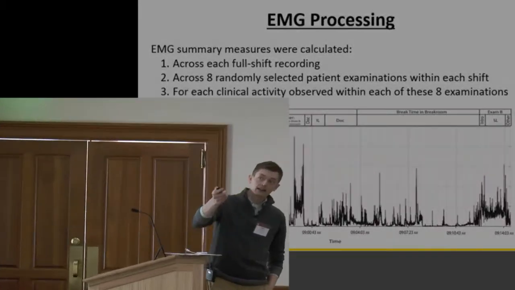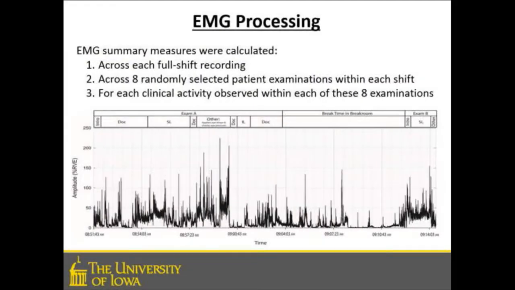We also looked at across 8 randomly selected patient exams. So for some participants, we had as little as 8 exams completed in one day. For some, we had as many as 30 or 35, 40. So what we did is we took that minimum number that we had for all 30 work days, and then took randomly selected 8 from every participant, so we had a balanced data set. And then the other option was for each clinical activity observed within each of these 8 exams.